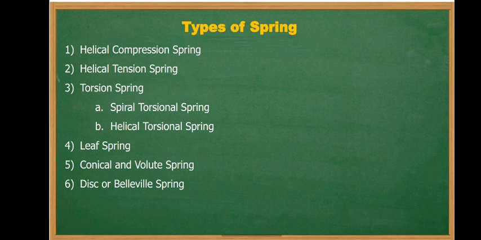Types of springs. These are some few types of springs. First is the helical compression spring, second is the helical tension spring, third is the torsion spring. Torsion springs are again classified into two groups, spiral torsion spring and helical torsional spring. Fourth type is leaf spring, fifth one is conical and volute spring, and last is the disc or Belleville spring. We will see each type separately in the next slides.